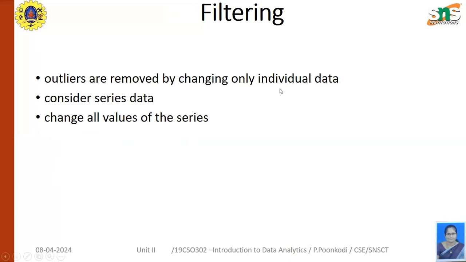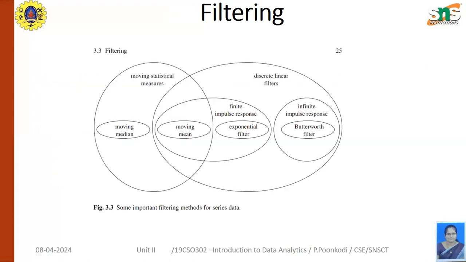Basically, it changes only the original data, and it considers only a series of data, and it changes all the values of the series. This is the diagrammatic representation of filters. This one is the moving statistical measures, and this one is the discrete linear filters. These are the two types of filters used in data analytics.